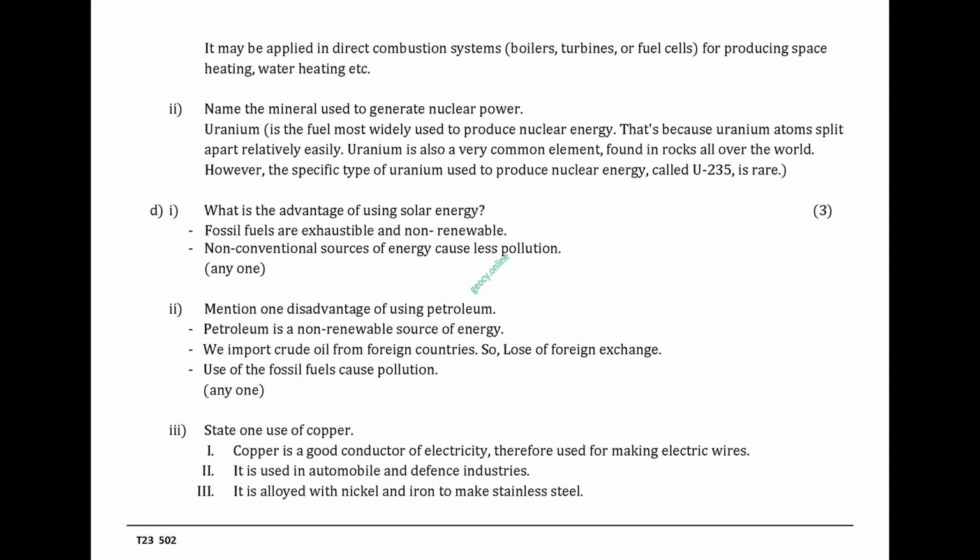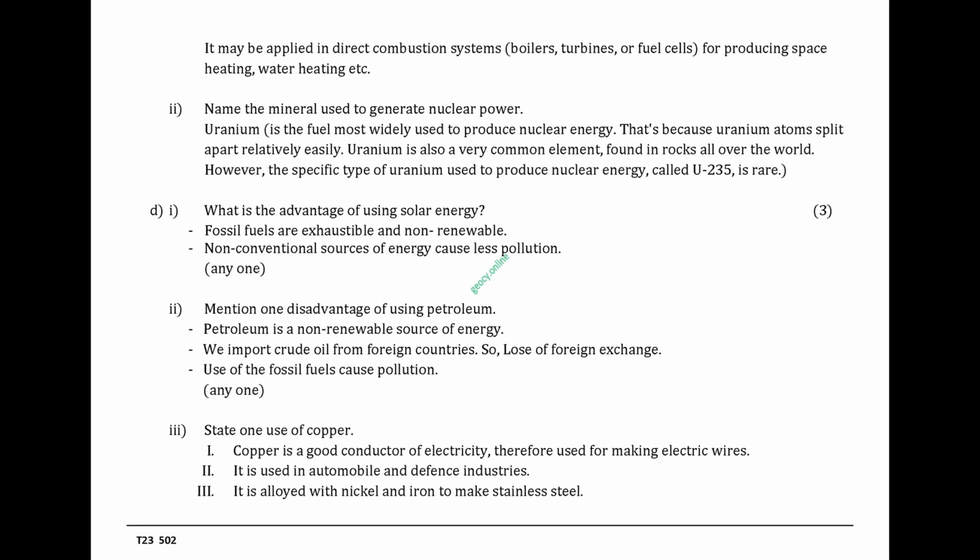Fossil fuels are exhaustible and non-renewable. Non-conventional sources of energy cause less pollution. Any one. Mention one disadvantage of using petroleum. Petroleum is a non-renewable source of energy. We import crude oil from foreign countries, so there is a loss of foreign exchange. Use of fossil fuels causes pollution.